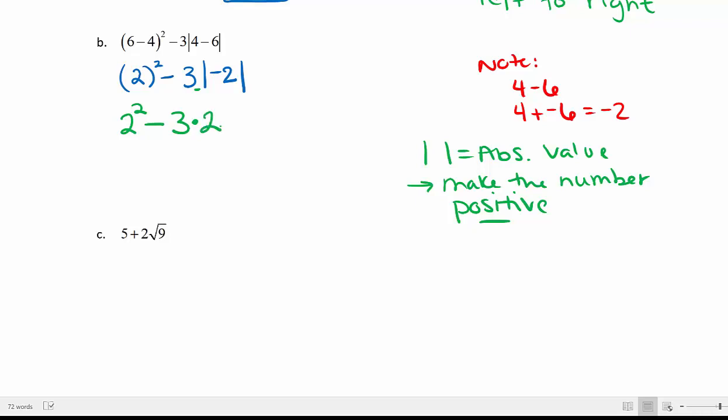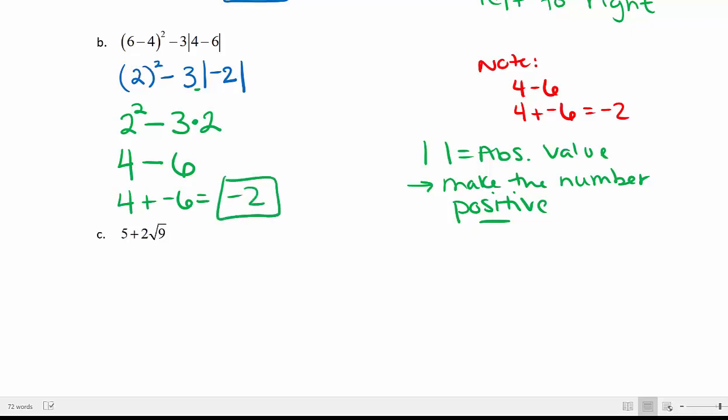So all of the work I've done right now was step 1, my grouping symbols. Step 2, I do the exponents. 2 squared means 2 times 2, that's 4. And then I'm on step 3, I'm going to multiply. 3 times 2 is 6. And then finally I can do the subtraction. 4 minus a negative 6 should be negative 2.